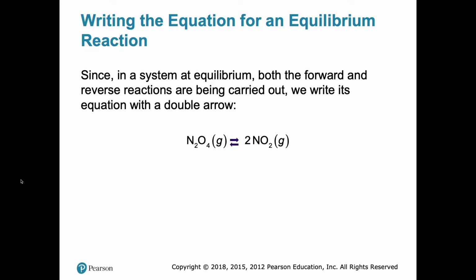Since a system at equilibrium is a system where both the forward and reverse reactions are being carried out, we write the equation with a double arrow now. So remember that. I'll have word problems, for example, where you have to write out the equation, and if you forget that double arrow, you will lose points, because it's very important to remember that we are now at the point in your chemistry careers where reverse reactions can happen. It's no longer just going one direction anymore.